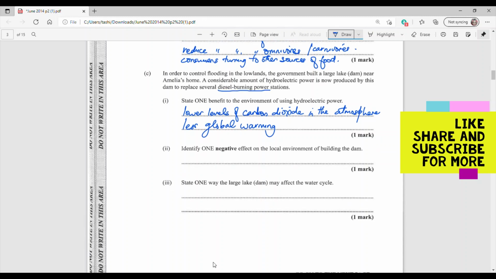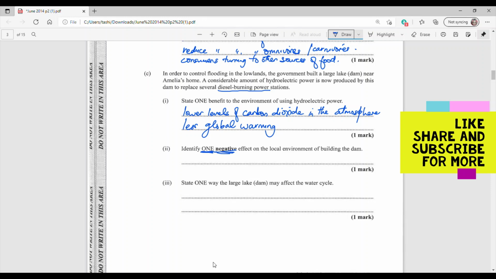Next question, identify one negative effect. Negative is in bold, so we must pay attention to those things. When you're doing your exam, pay attention to everything that is in all caps, as well as in bold. They are reminding you that those things are very important. So identify one negative effect on the local environment of building the dam.